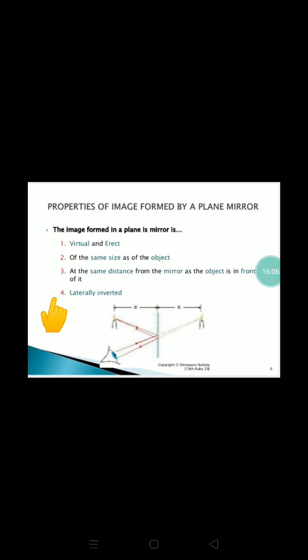And the fifth property is, the magnification of a plane mirror is +1. We will discuss the topic magnification after this class. So just note down, the magnification of the plane mirror is +1.